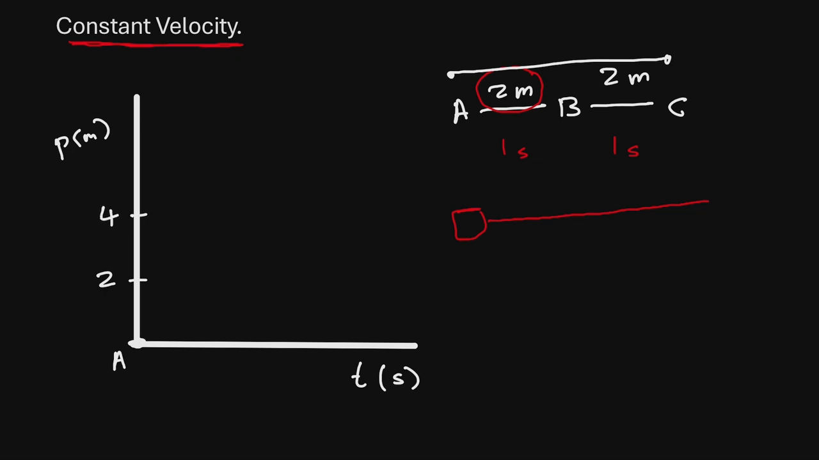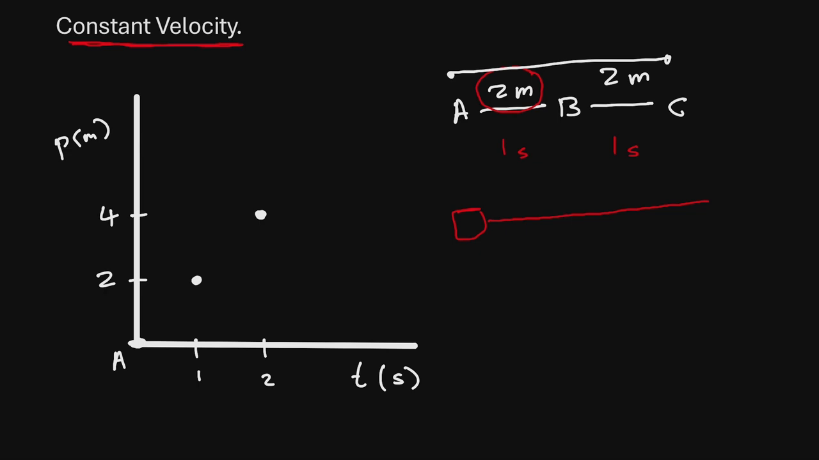But now the time it will take to move from A to B, it will be 1 second. And therefore, the time it will take to move from A to C, it will be 2 seconds. So now the point that we have at point B is going to be what? The value of the time is 1 second and the position is at 2 meters. Then also at point C, we're going to have the time to be 2 seconds and the position will be 4 meters.